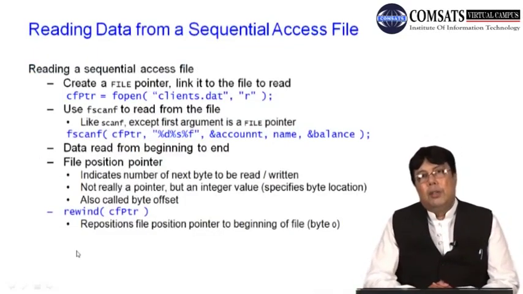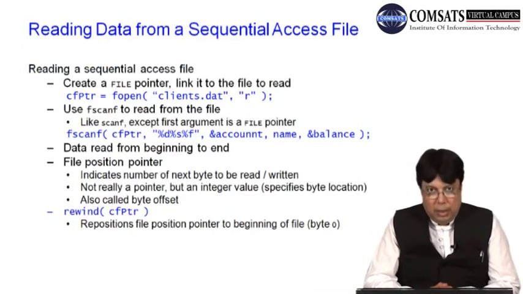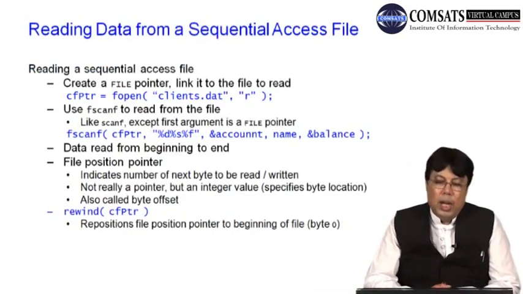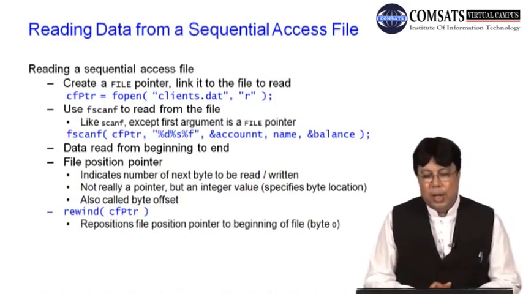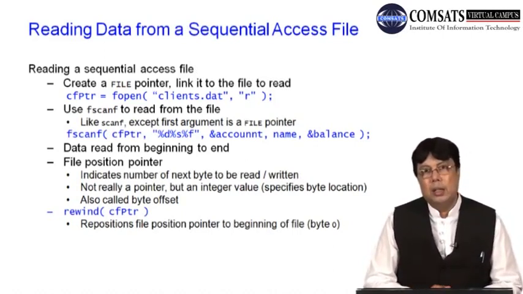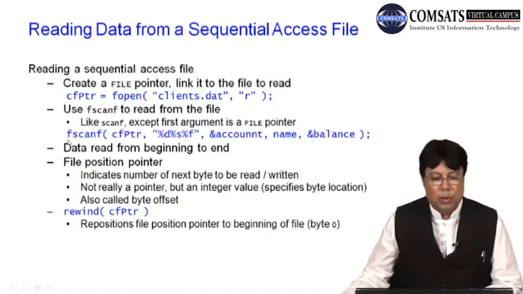So, reading a sequential file. We have already created a file, and this time we want to read from the file that we have already created. Remember, the file that we have created has the name clients.dat. So this time we would like to open the same file. We will open a file with the help of fopen. We will put a pointer there. This will provide you the pointer, and then you can use the fscanf function to read the data.